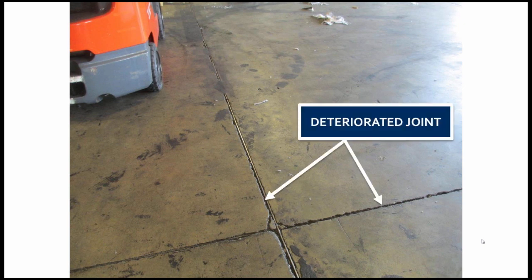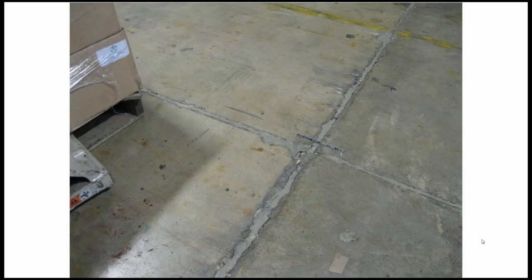Here's an example of some deteriorated joints where they laid a metal strip in the joint, and if left untreated for too much longer, some of these so-called joint repairs are going to turn into spall repairs.